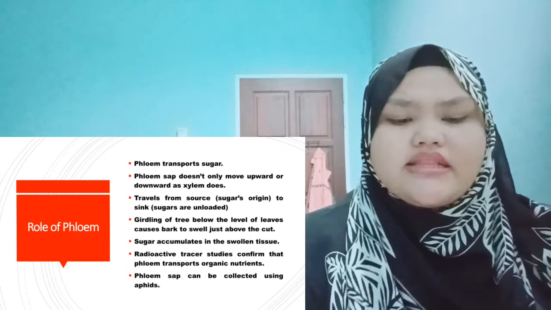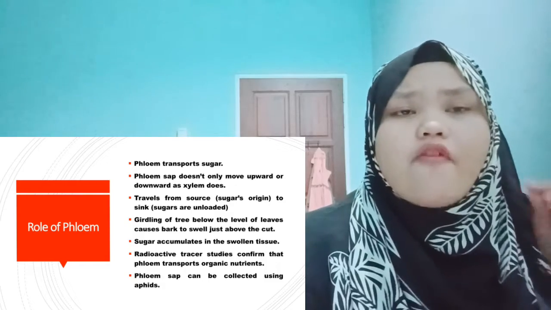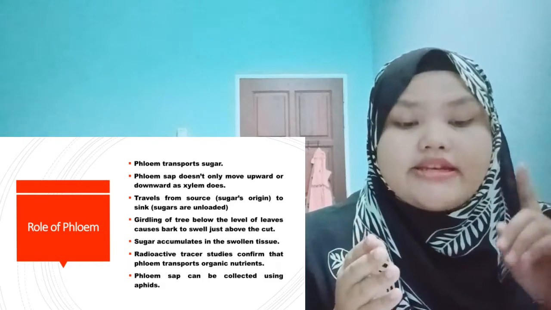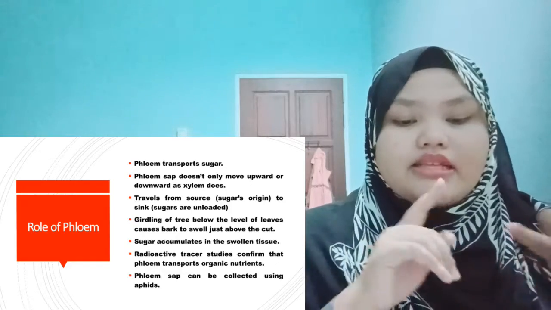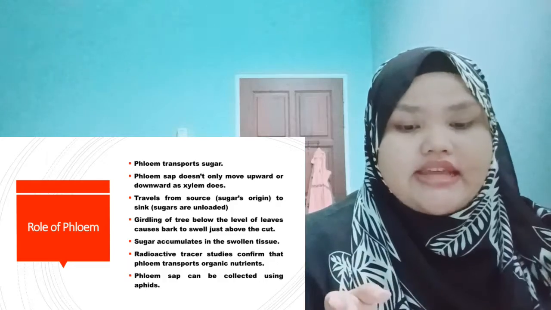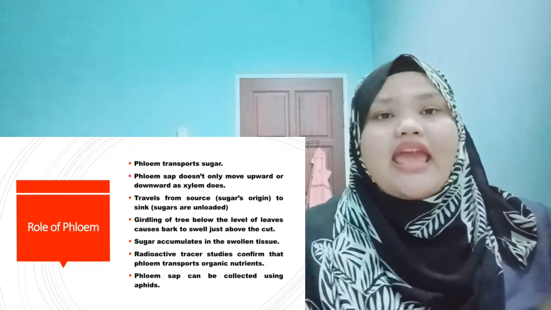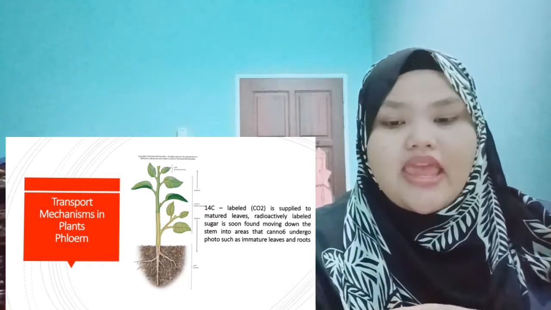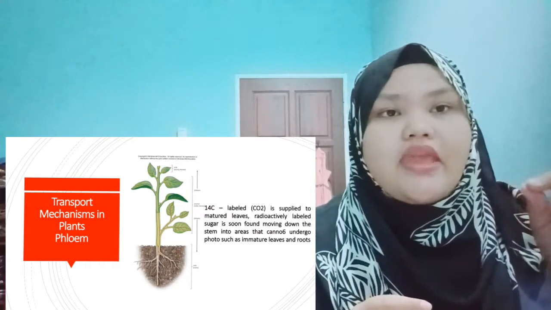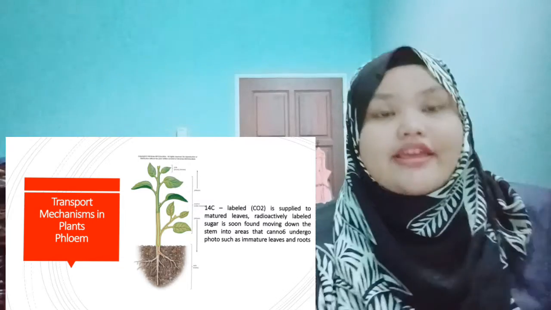Phloem sap does not move upward and downward as xylem does. Phloem can move in any direction, but the direction has a beginning, which we call the source, where sugar originates, and the end, the sink, where sugar is unloaded. As you see in the picture, the sinks are young leaves and roots, and the source is the mature leaf.